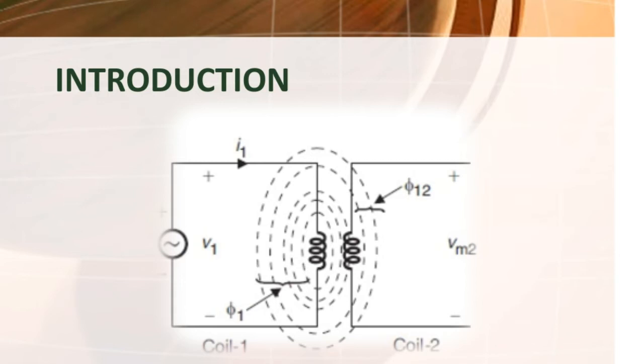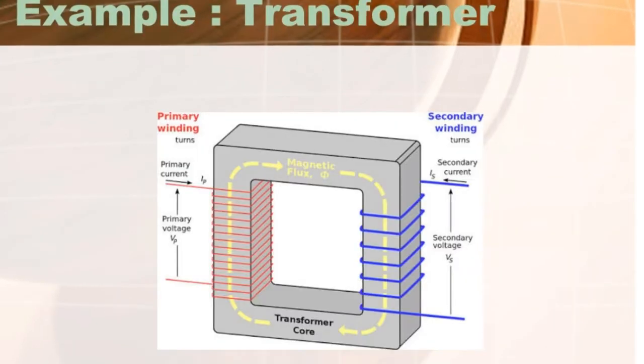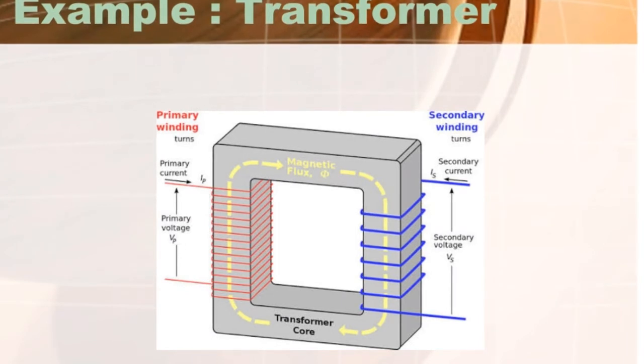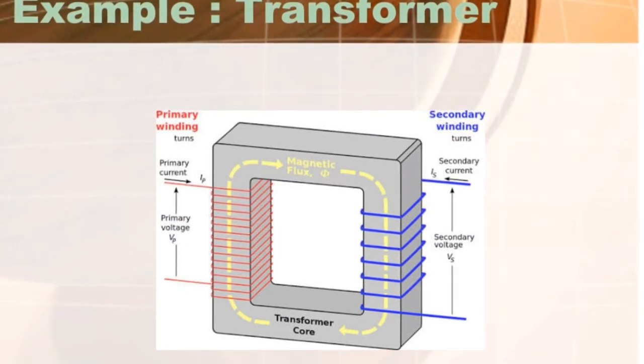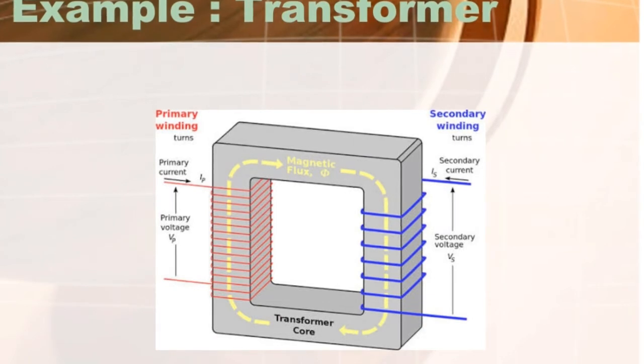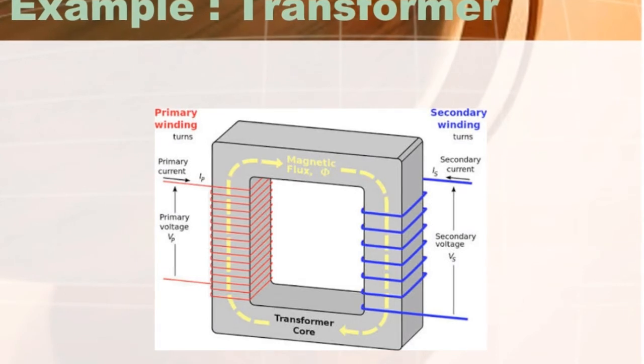The term mutual is used for the induced EMF because if the flux produced by coil 2 links coil 1, then the change in the flux in coil 2 will induce an EMF in coil 1. So, the two coils are joined by a link called magnetic flux. The best example of a coupled circuit is the transformer. In a transformer, the two coils are wound on a common core and are electrically isolated, but they are magnetically linked.